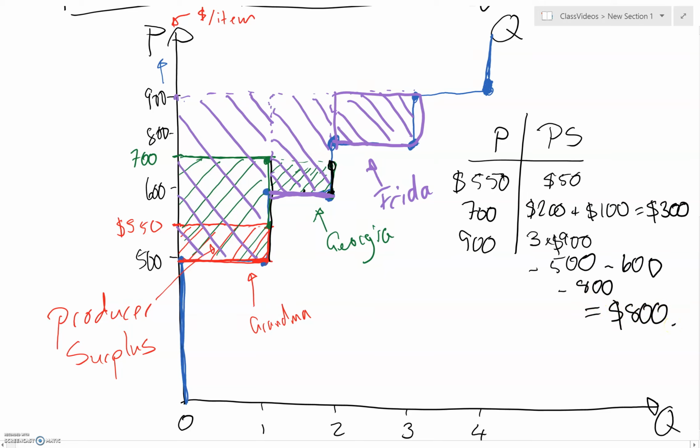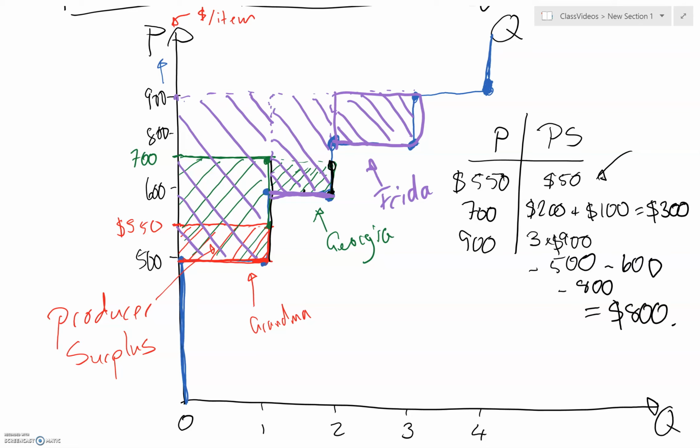Okay. So here we can see that at a price of 550, the sellers got in total a benefit of $50 from participating in the market. Okay. As the price rises, we have two effects. Firstly, the sellers who are already selling their items are going to sell their items still, but for higher prices, right? So their benefits go up.